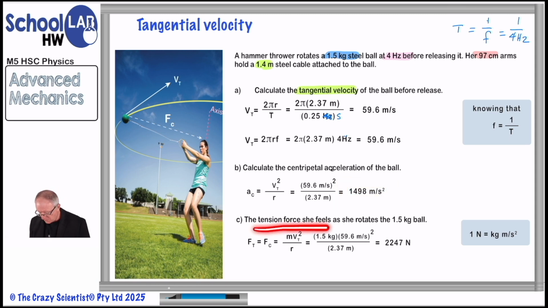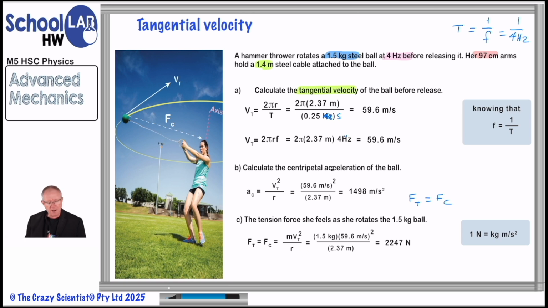The tension force she feels as she rotates. Here we have to realize that it's the tension force that's causing the ball to change direction, which is the same as the net force, right? So the tension force is equal to the centripetal force. We know the formula for centripetal force is mv squared over r, so we can put that in there. Then we just put our values in.